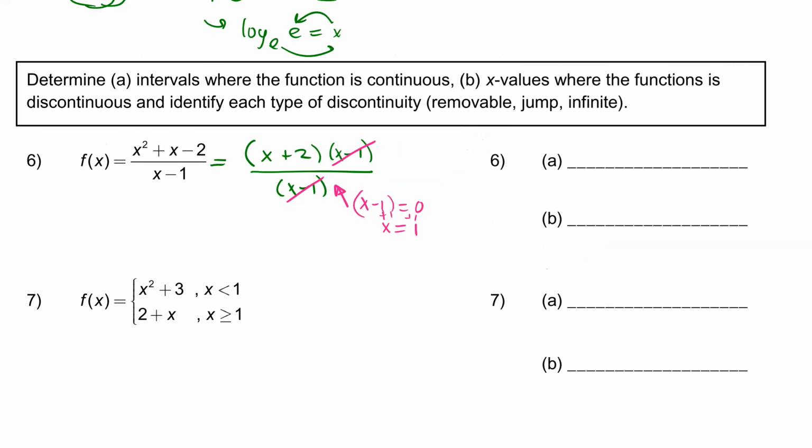So A, find the intervals where it's continuous. Well, we found the one place it's not continuous, so it's going to be all numbers except that one. I'm just cutting out the one place where it can't be part of my domain. And then B is saying, tell me what x value it is and tell me what type.